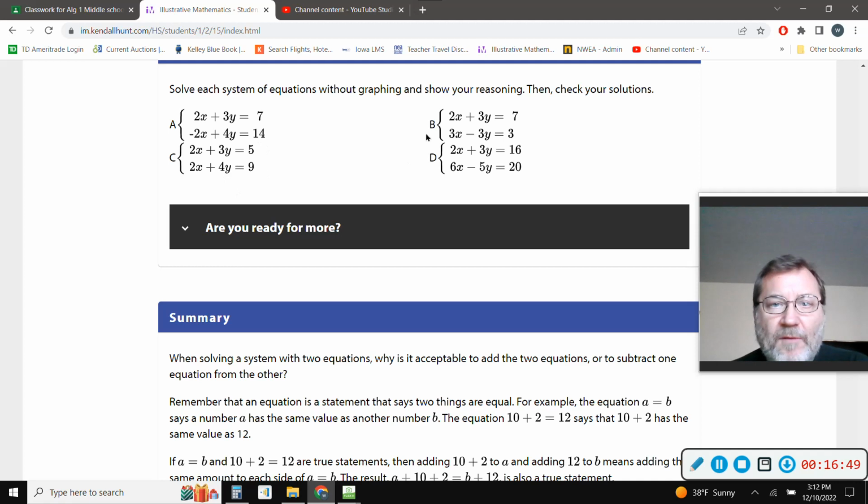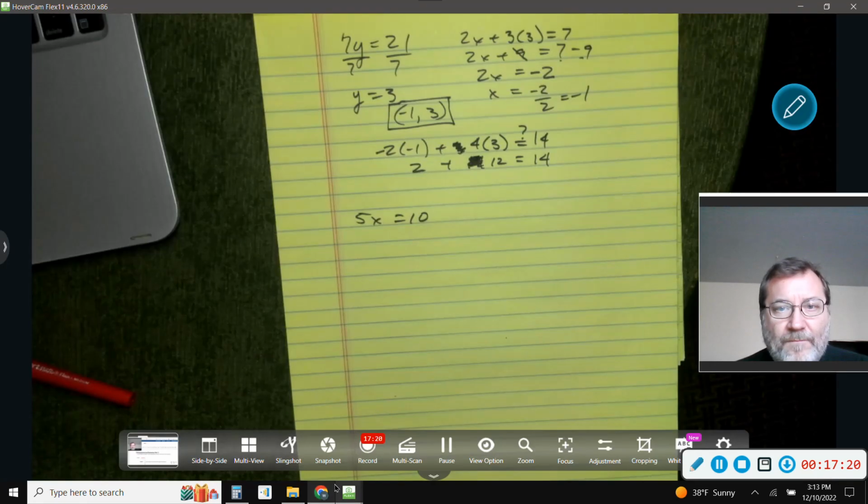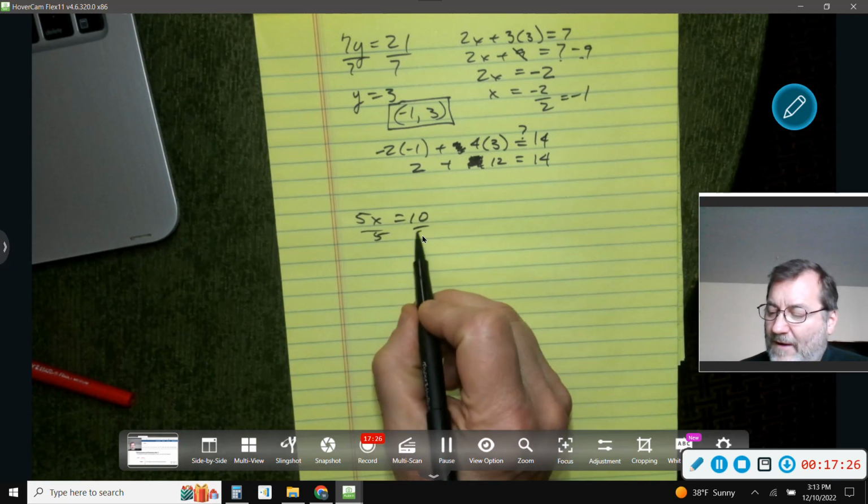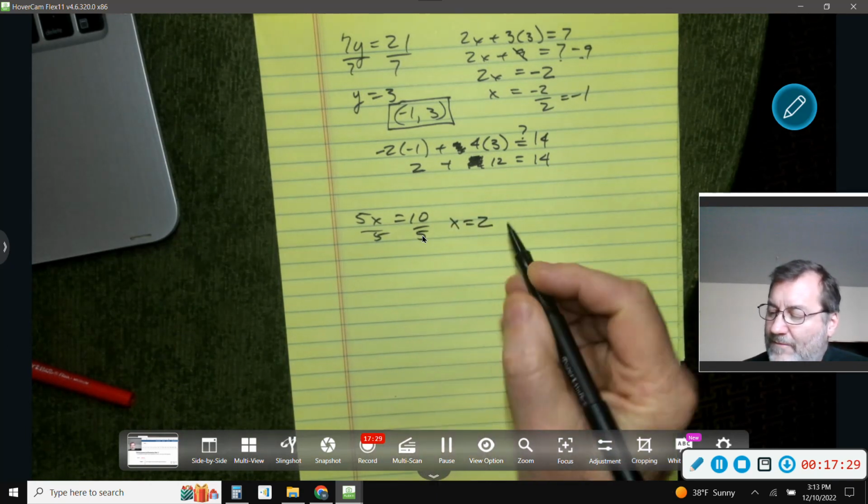Now let's go to B here. In B, you can see that if you look at these up and downs, the plus 3y and the minus 3y cancel each other out. This one's pretty straightforward, so let's just use elimination. If you add these, you're going to get a 5x. The 3y's are going to cancel, and on the other side you'll get 3 plus 7, which is 10. So 5x will equal 10. Divide both sides by 5. x equals 2.